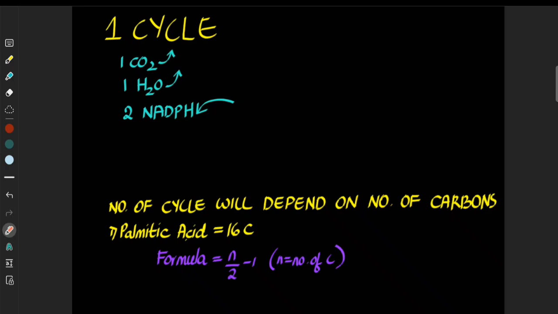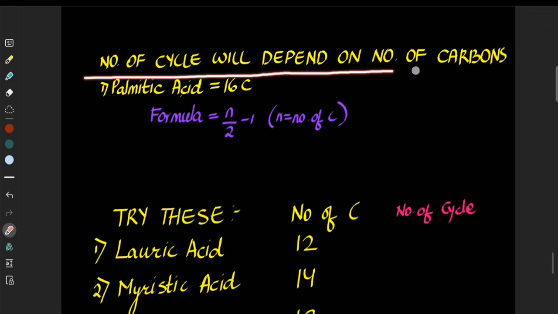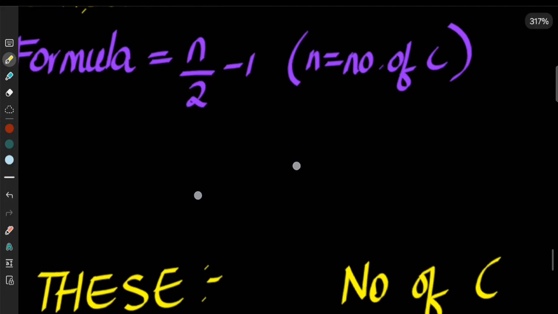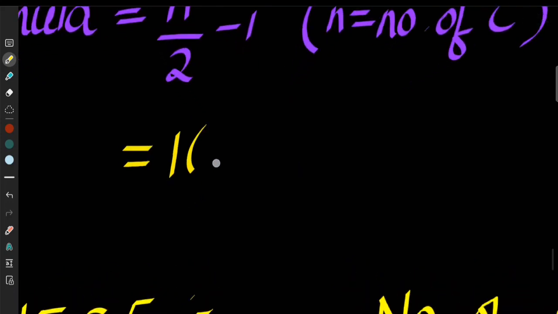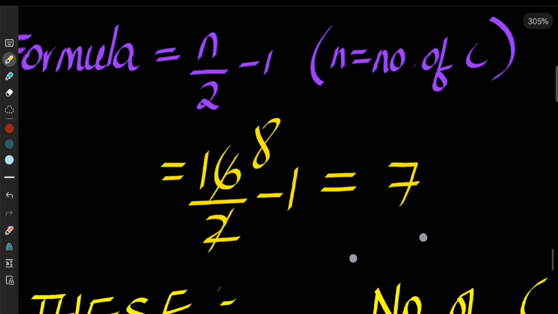So now let us see that the number of cycles will depend on the number of carbons. That means how many cycles a particular fatty acid synthesis will take. In terms of palmitic acid, there are 16 carbons, right? So the formula will be n by 2 minus 1, where n is equal to the number of carbons. So if n is equal to 16, then how much will it be? This will be 8, right? So this will be specifically 7 cycles, right? So 7 cycles.